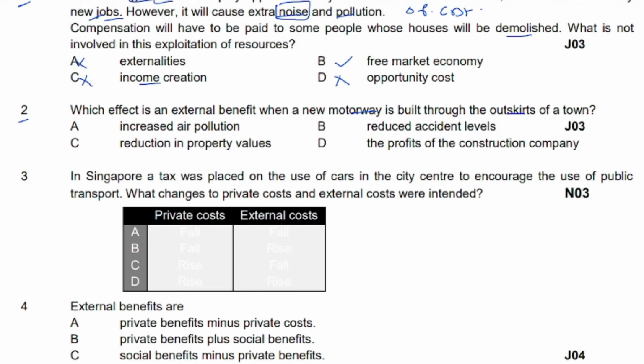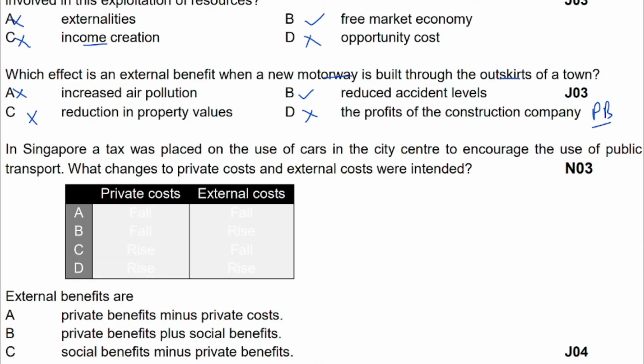So increased air pollution, this is not a benefit, this is a cost, so we will cross it. Reduction in property values, this is not a benefit, this is again a cost, or a disadvantage, so we will cross it. And the profit of the construction company, the construction company will get private benefit instead of external benefit. So reduced accidents is basically a benefit to the society, the people living there, so it is an external benefit because a third party will be benefited. If there are fewer accidents, it means society will be losing less.